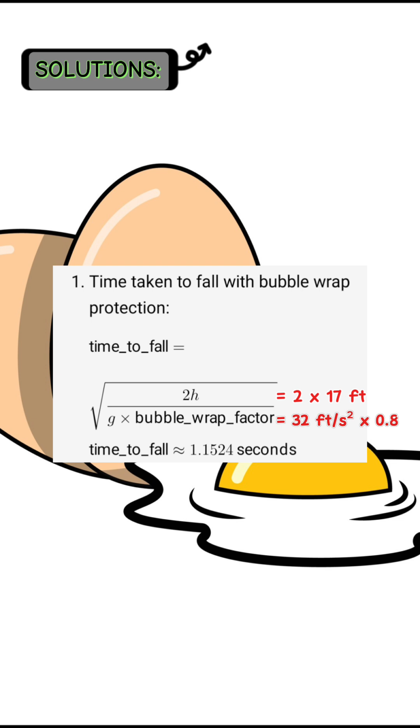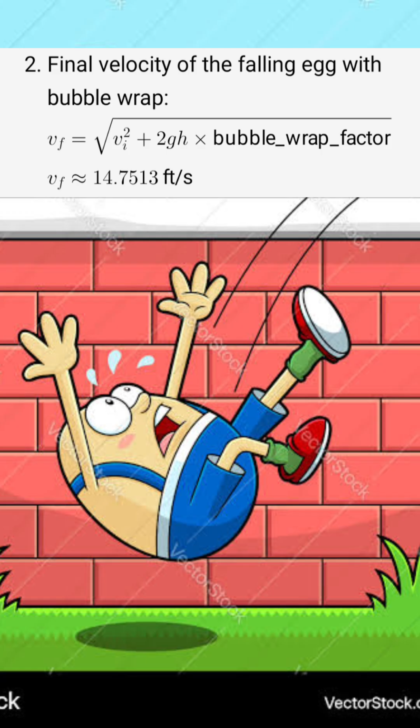Time taken to fall with bubble wrap protection. Time to fall is equal to the square root of twice the height over gravity times the bubble wrap factor. Time to fall is approximately 1.1524 seconds. Final velocity of the falling egg with bubble wrap. Final velocity is equal to the square root of initial velocity squared plus 2 times gravity times height times bubble wrap factor. Final velocity is approximately 14.7513 feet per second.